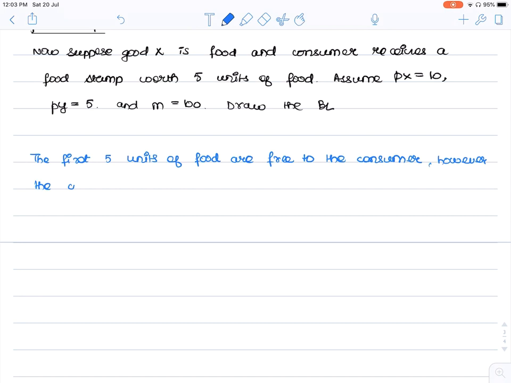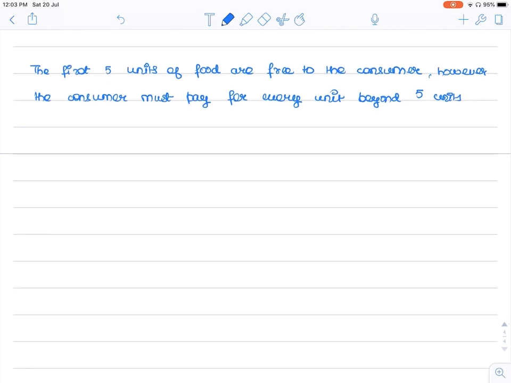However, the consumer must pay for every unit of food after 5 units, or beyond 5 units. You with me? Beyond 5 units. Well, you can draw the budget set.